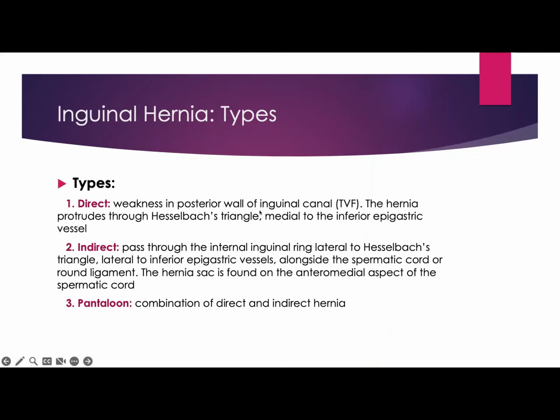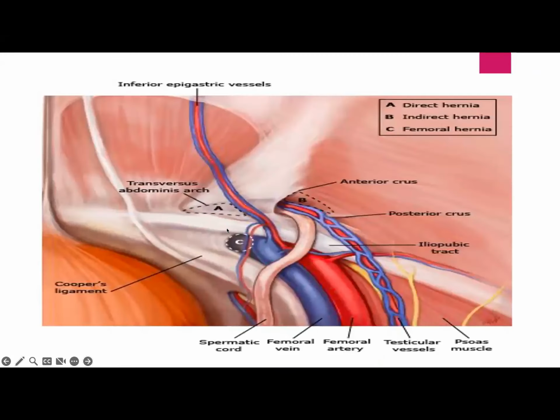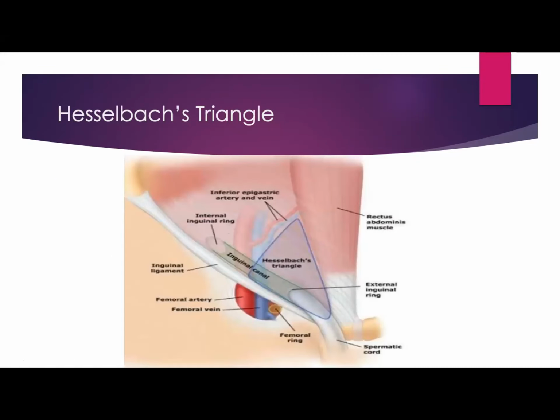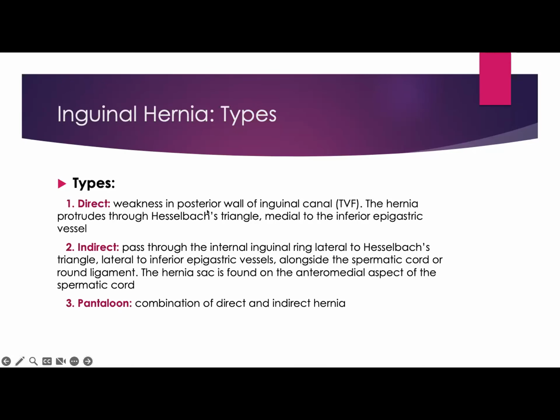Another question: does a direct hernia go medial to the inferior epigastric artery? Yes. So again, the direct is going to be medial to the inferior epigastric, and the indirect is going to be lateral. So these are the types of inguinal hernias. We have direct, indirect, and we have the combination, which is called pantaloon hernia. Okay.